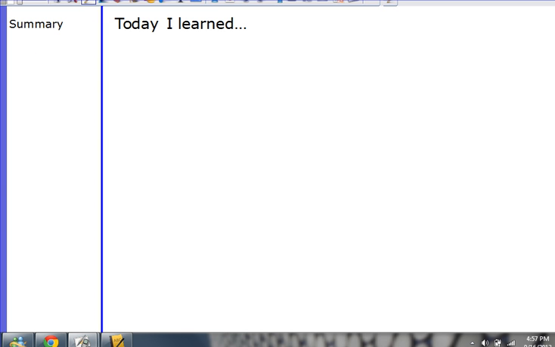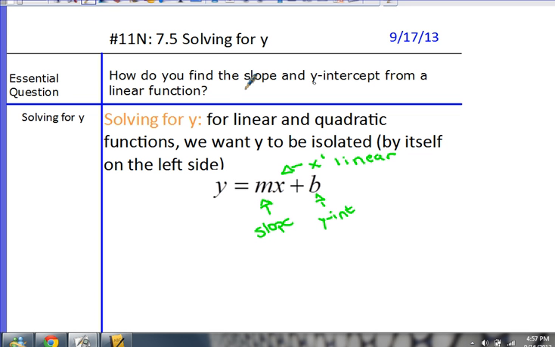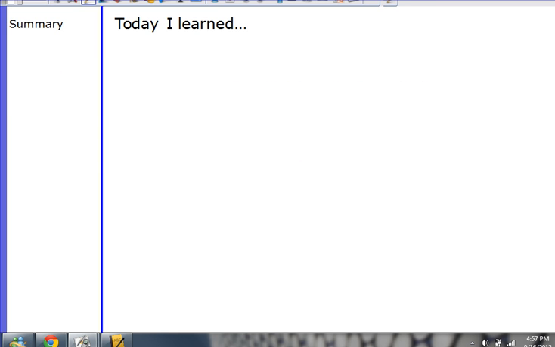So what I would suggest you do is to write your summary. You go back to your essential question. You look for anything that tells you how to find slope and y-intercept from the function. You highlight those, and then you pretty much plug and chug. You write, today I learned, and then that you find the slope and y-intercept by, and then plug and chug whatever you highlighted. And then that should complete your summary.